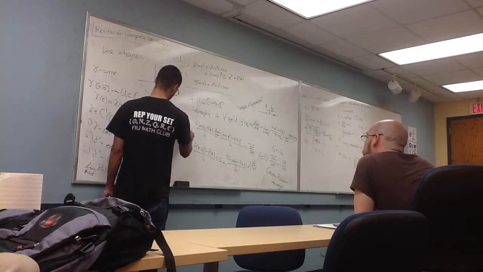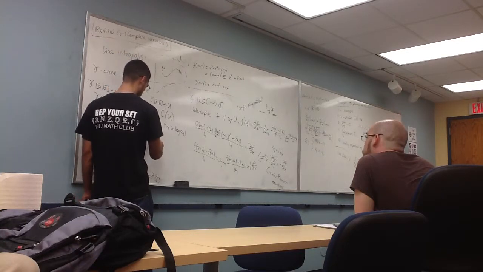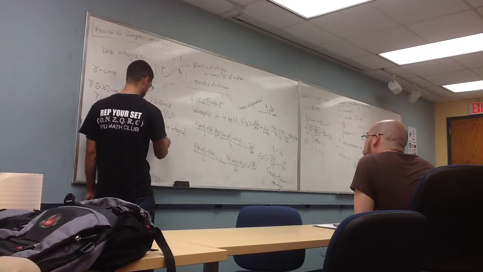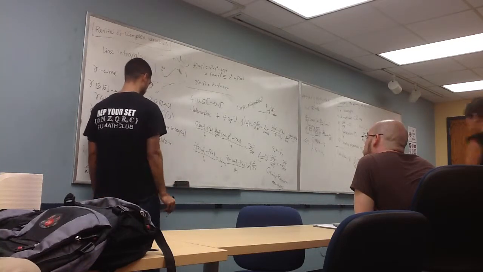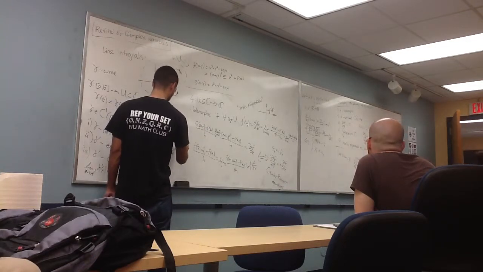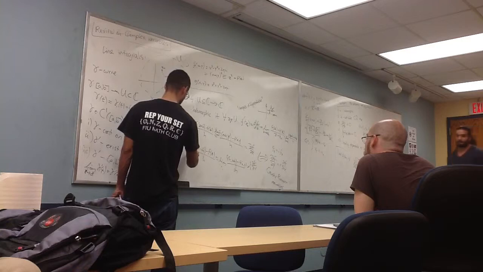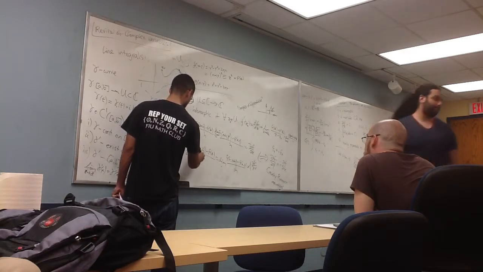I'm going to need this later, so I'm doing it. We define the line integral, the integral over gamma of f of z dz, to be the integral from a to b of f of gamma of t times gamma prime of t dt.